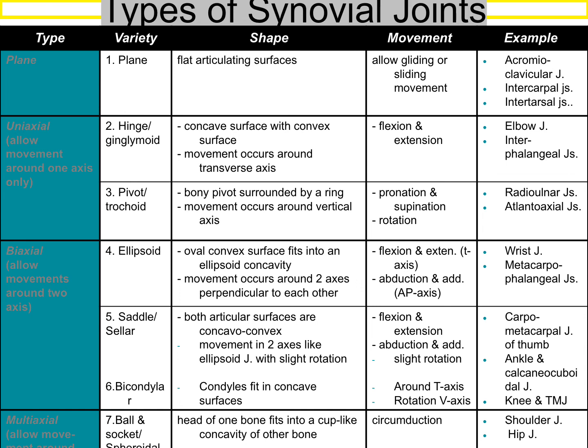Here you can see plane joints, which allow gliding movements. Then there are the uniaxial joints that include hinge joints and the pivot joints. Then there are the biaxial joints: ellipsoid, saddle joints and bicondylar joints. Then we have the multi-axial joints that include the ball and socket joints.